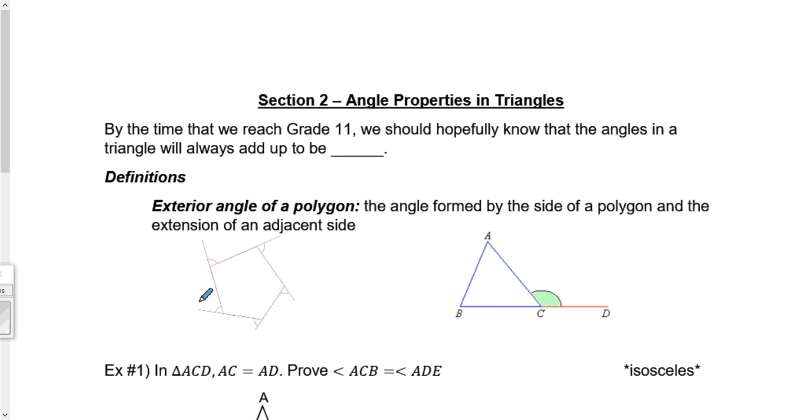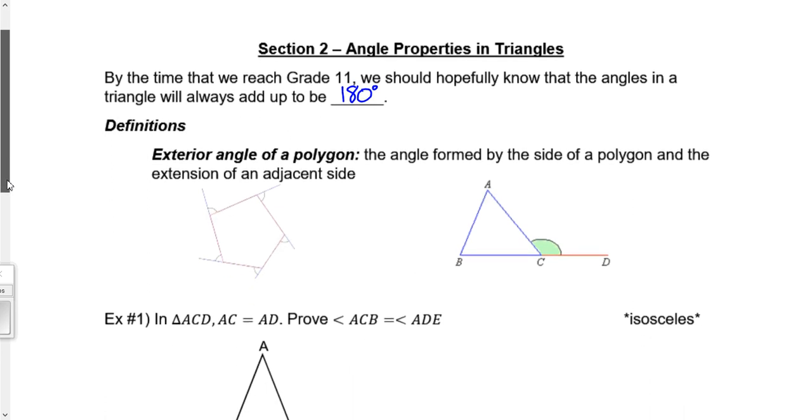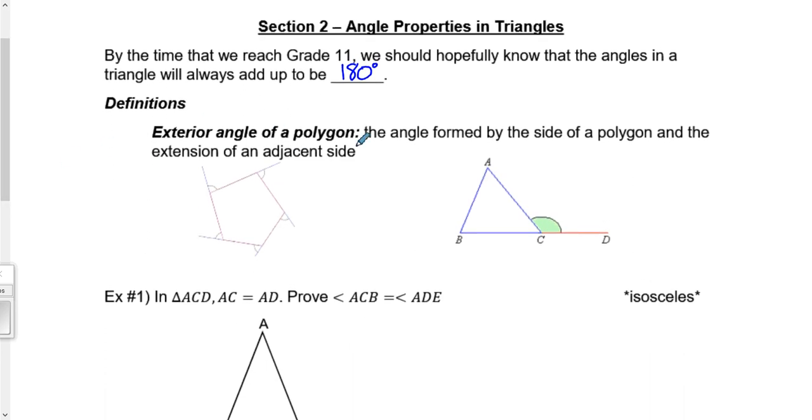In section 2, we talk about the angle properties in triangles. Now, of course, by the time that we get to grade 11, we should hopefully know that the total degrees in a triangle should be 180. Meaning you add up all the angles, it should equal 180. In section 1, we talked about exterior angle, though really right now is when we're going to really tie into it. We're going to actually connect things together.